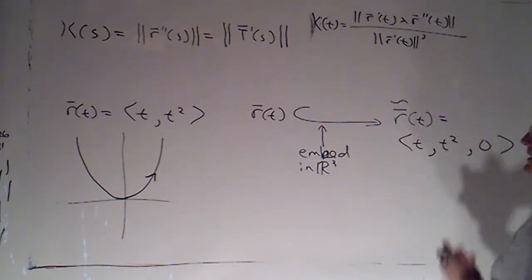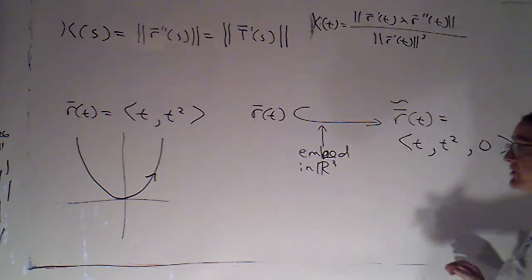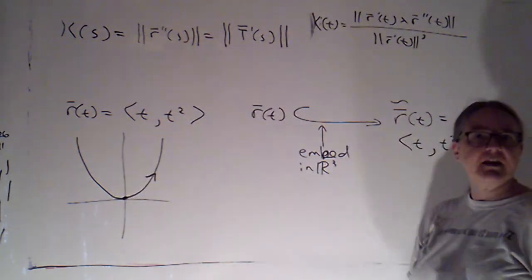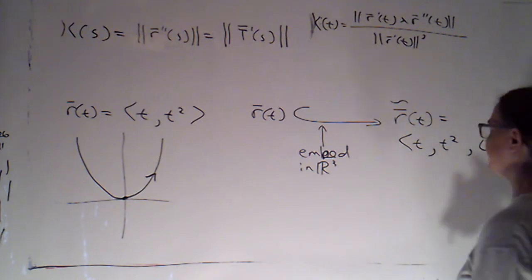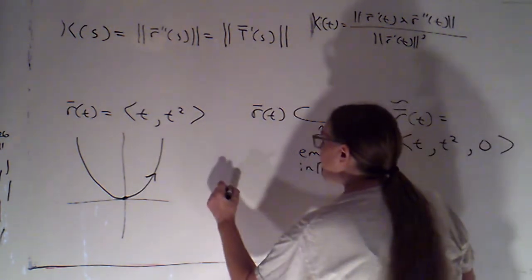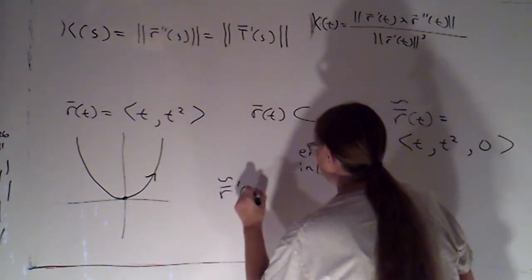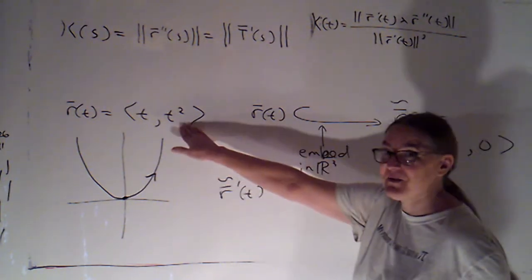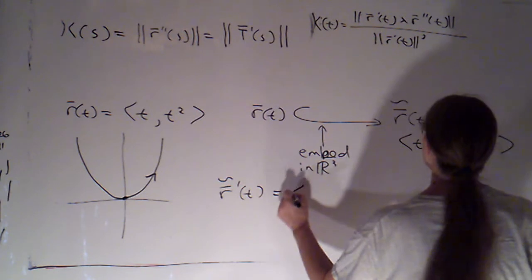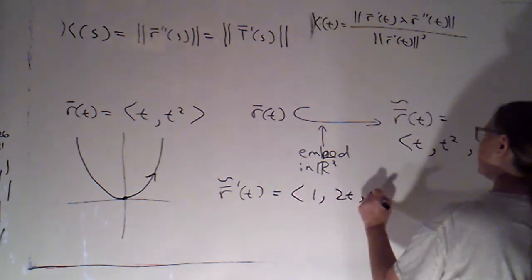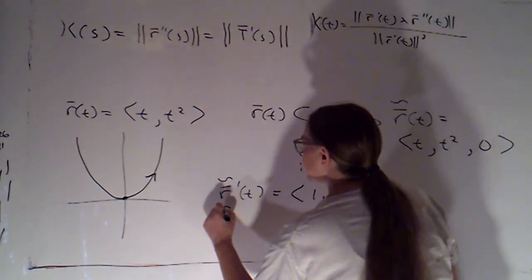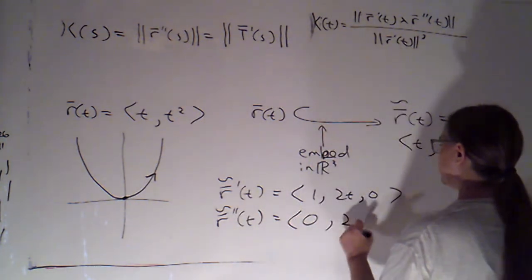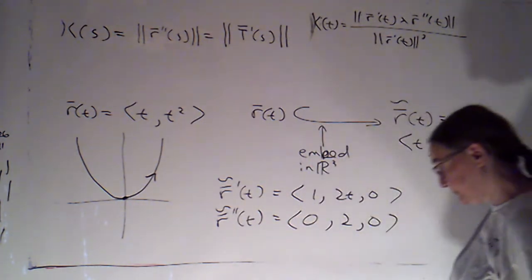Okay. So what I want to do is find a general formula for the curvature, and I'm kind of interested in just finding the curvature at that point right there. Let's find the curvature at the vertex. Okay. So I need to find r tilde prime of t. Don't call it r prime, that would be in 2-space. R tilde prime will be 1, 2t, 0. R tilde double prime will then be 0, 2, 0.